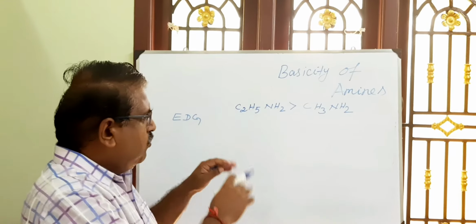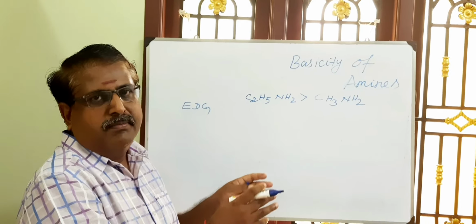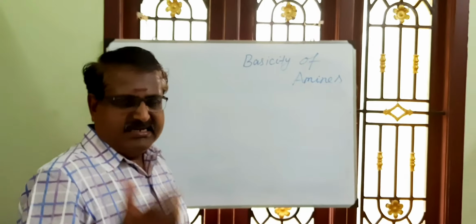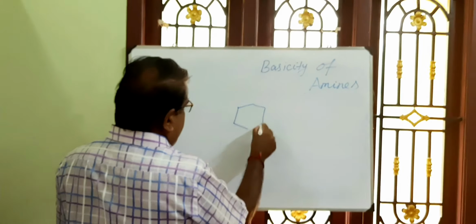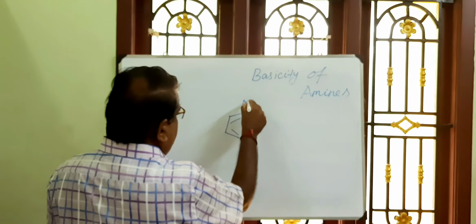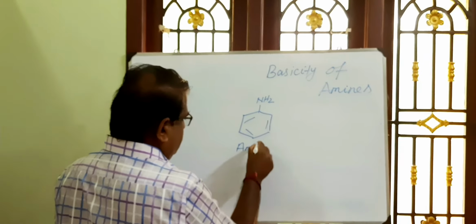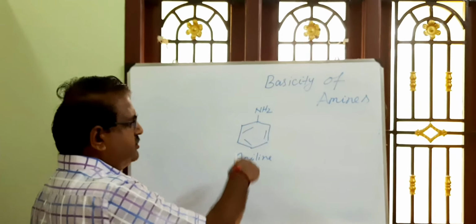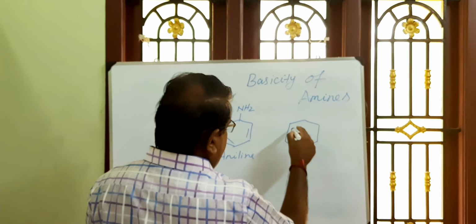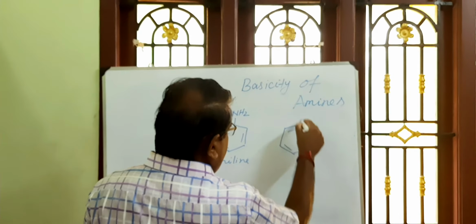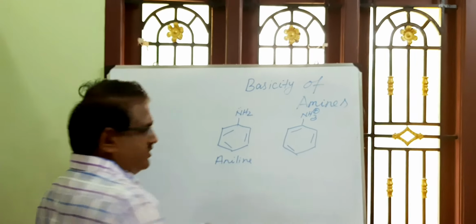But when we have more than one alkyl group in the amine, the basicity strength of the amine is going to be much more complex. Now let us consider another interesting example. This is an aryl amine. This is aniline. The cation of aniline is going to be like this: NH3 plus, and here we have a lone pair of electrons.